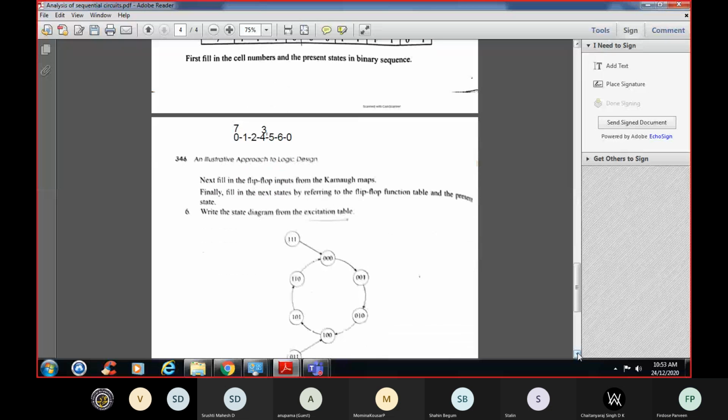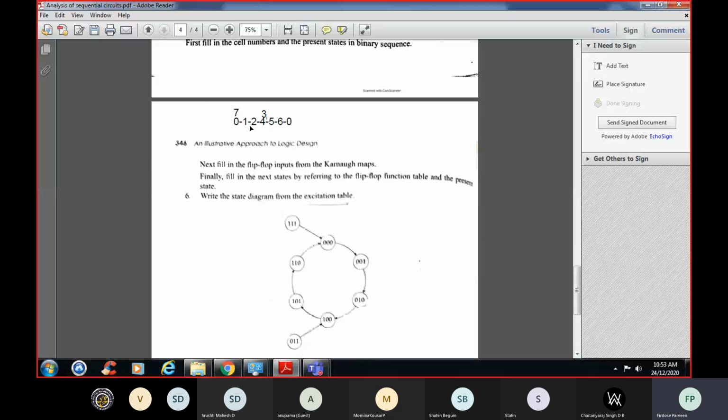See here. After 0 it is 1, after 1 it is 2, after 2 it is 4, after 4 it is 5. First we will write down the circles, the correct sequence we are getting. After 4 it is 5, after 5 it is 6, after 6 again back to 0.